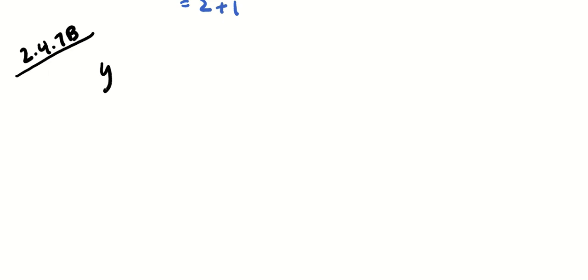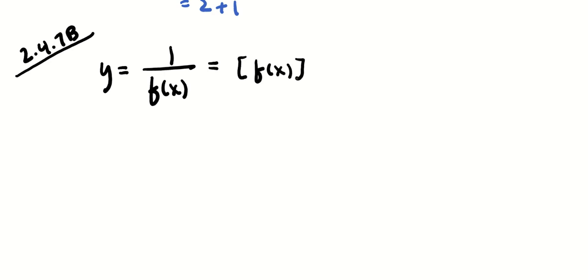So y equals 1 over f of x, and what I'm going to do is rewrite this as f of x to the negative first power. And so when I go to take the derivative of it, I'll just use the chain rule. The outside is the thing to the -1, so the derivative will be negative that thing to the -2.